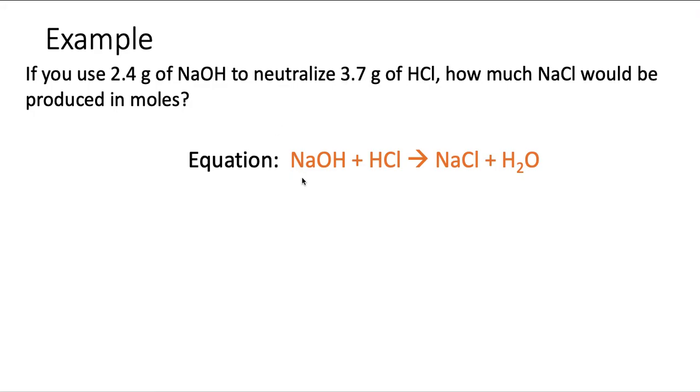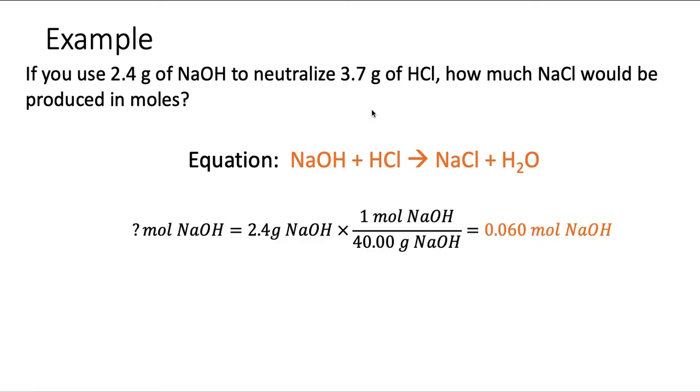The first thing then that I need to do is figure out how many moles of NaOH I have and how many moles of HCl I have. I figure that out by using the molar mass of each. If you do that, you will figure out that the molar mass of sodium hydroxide is about 40 grams. So I know 1 mole of NaOH weighs about 40 grams.